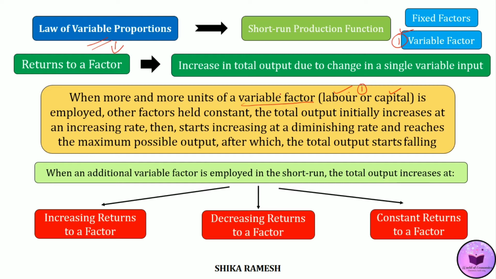So when more and more units of a single variable factor is employed, by assuming that all other factors are held constant, the total output initially increases at an increasing rate, and with further employment of that single variable factor, the total output starts increasing at a diminishing rate and then reaches the maximum possible output, after which further employment of the variable factor leads the total output to fall.